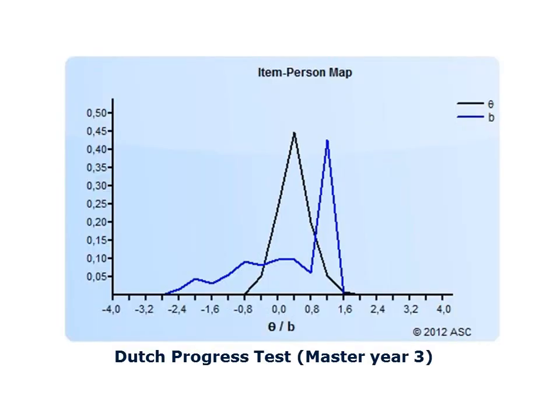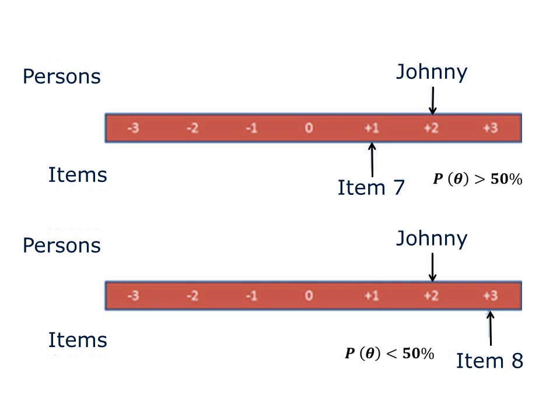And here you have items in blue and persons in black. And you can see that they are put in the same scale. That's what it does. You can take a look at this graph above. You have Johnny, you have item 7, and here you have Johnny on the right side when compared to item 7. Here we can say that the probability of success that Johnny has in item 7 is above 50%. And the farther he goes to the right, the higher will be this probability.